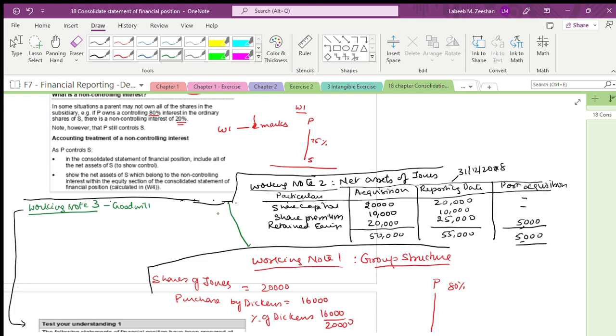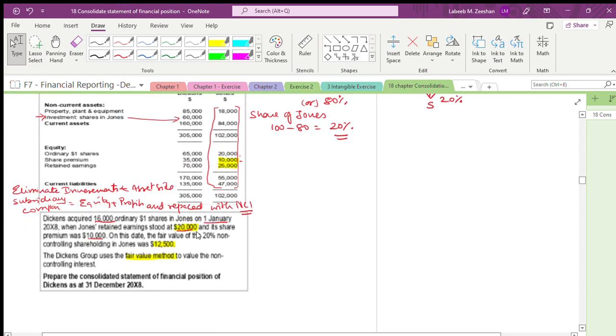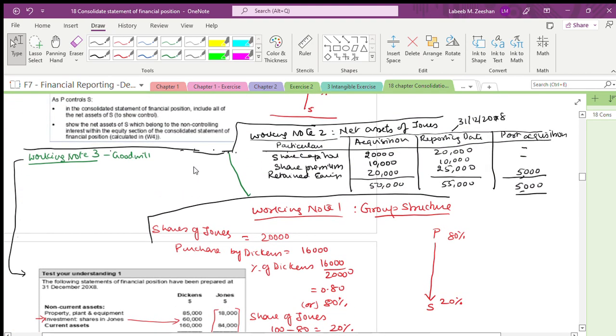Now, how much has the parent company invested? How much have they made the investment? How much have they paid? That's very important. How much is the investment? Investment is 60,000. Understand the point? Investment is 60,000.